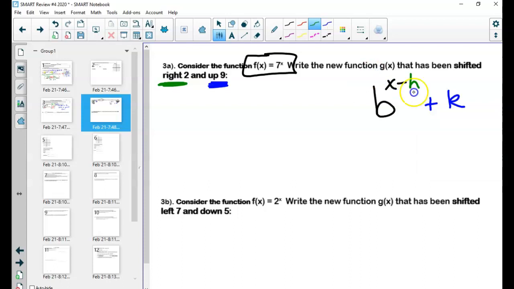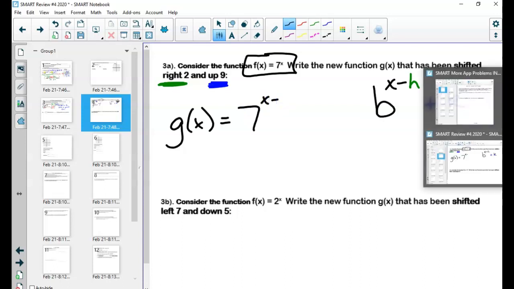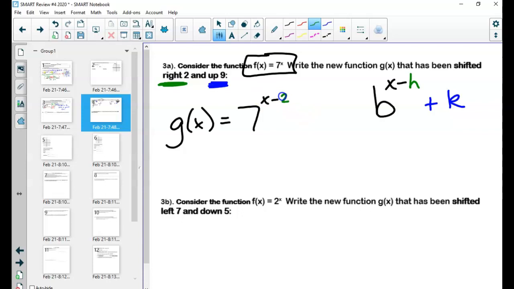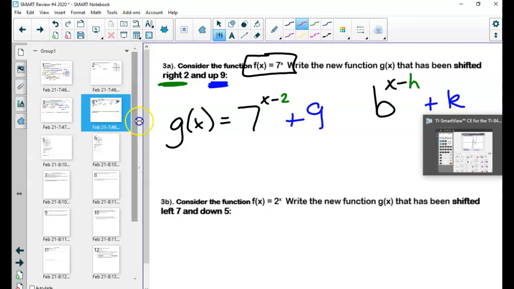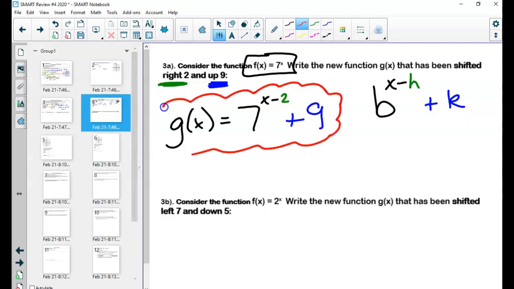Where the horizontal shifting happens up in the exponent by the x, and it has a built-in negative, so we have to remember that. So your new function, which they want you to call g of x, still has a base of 7, still has an x, but this time it's shifted to the right 2, so it would be x minus 2 in the parentheses, and then up 9 would be a plus 9. So that's what I'm looking for on this question. You're going to create a new equation that has those two transformations. So the tricky part there is remembering what goes where: horizontal up in the exponent, vertical outside of it, and that there's a built-in negative on the horizontal part.